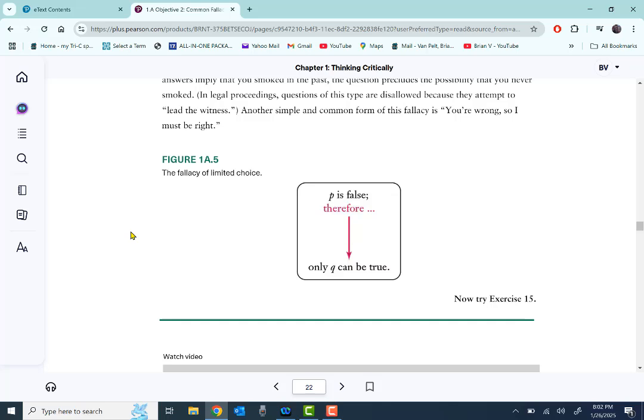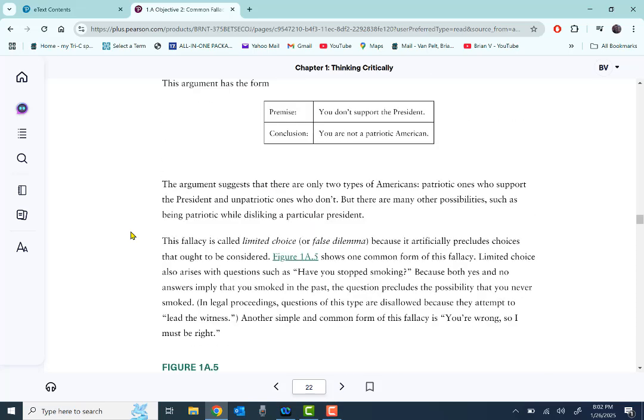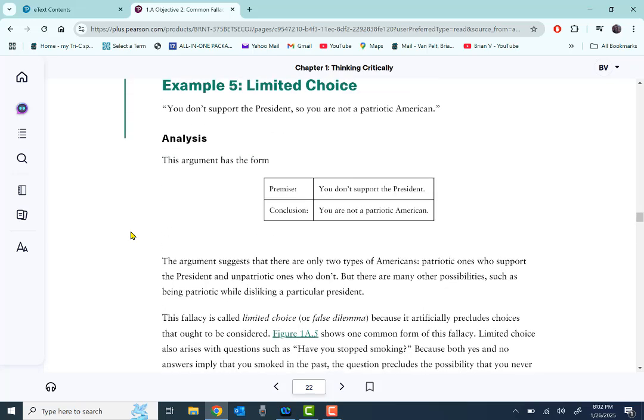So here, when they say P is false, therefore only Q can be true, P and Q don't necessarily have any connection to each other whatsoever. Patriotism and the president, it's hard to say. I ask any American, if they're patriotic or not, pick the one that's patriotic, just ask him who he's voted for.